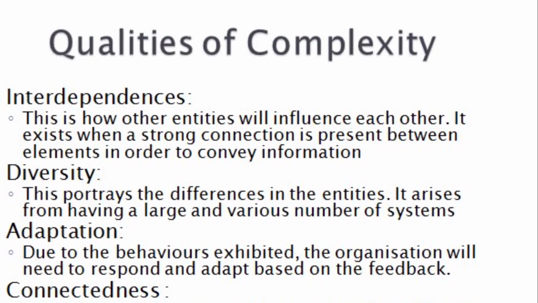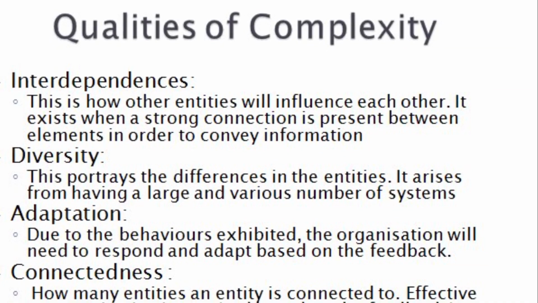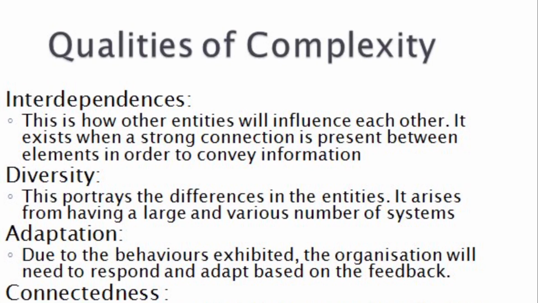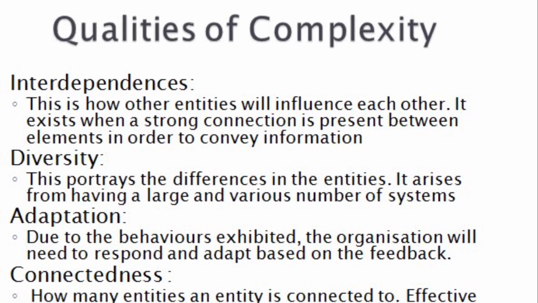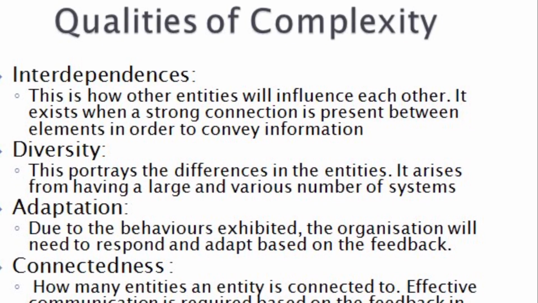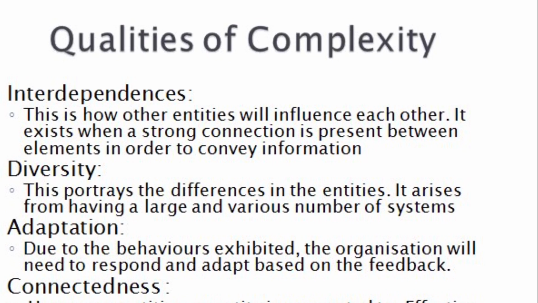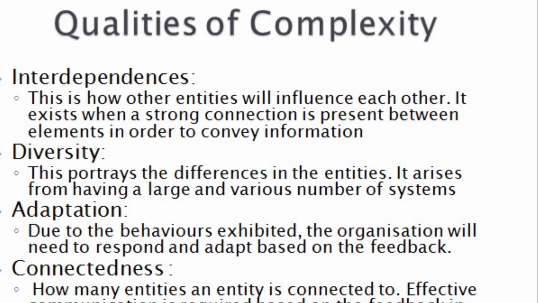There are various qualities of complexity. These include interdependencies, diversity, adaptation, and connectedness. The interaction of these elements within a system and between the system and environment results in the outcome of complexity. Behaviours are displayed within these properties, and feedback is given based on the outcomes exhibited.